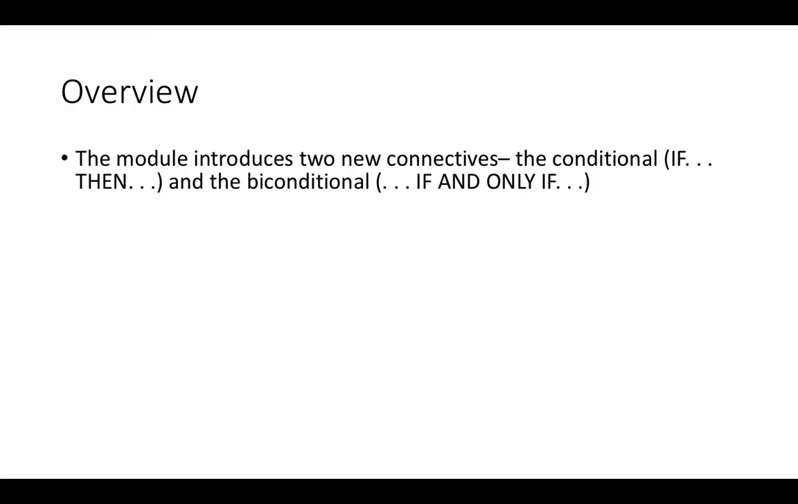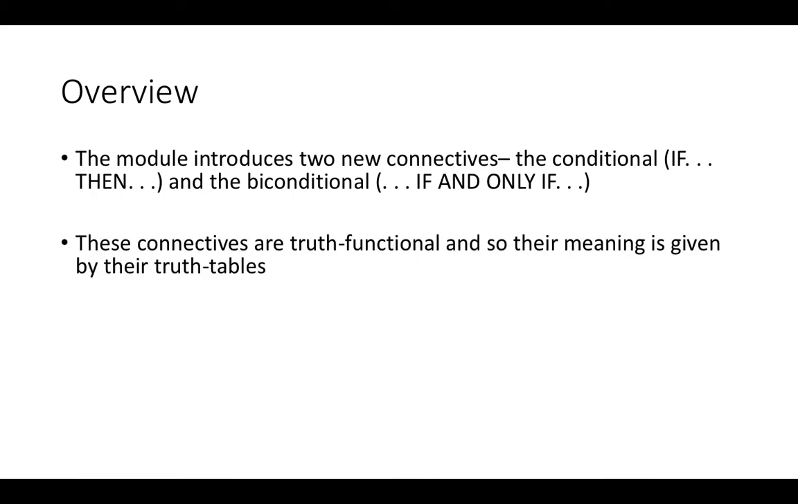The conditional symbol corresponds to the English expression if-then, while the biconditional symbol corresponds to the English expression if and only if. As with the three Boolean connectives, the conditional and biconditional symbols are truth functional. That means that their meaning is given by their truth tables. In this video, I'll focus on the truth table for the conditional symbol. We'll cover the truth table for the biconditional in the next video, video 17.2.